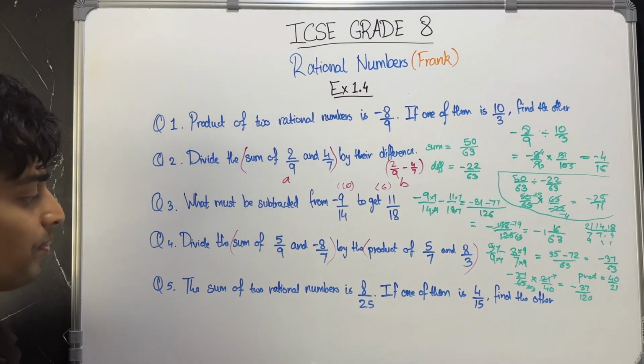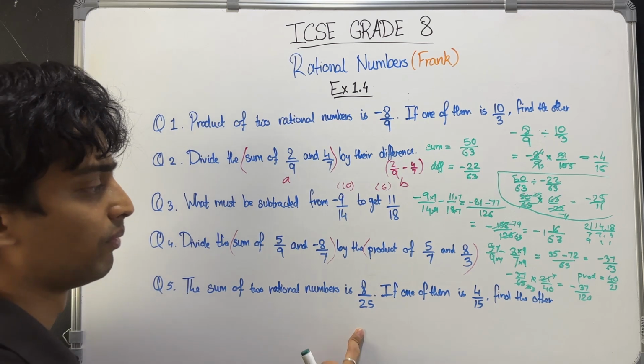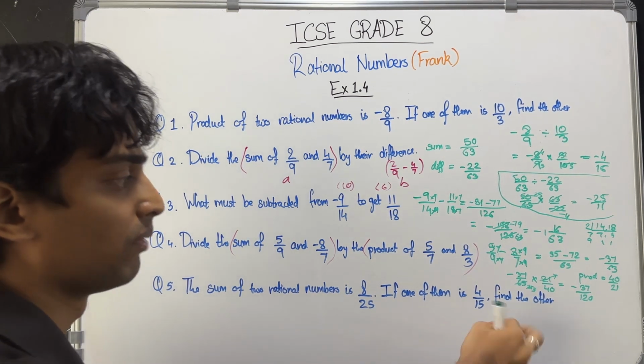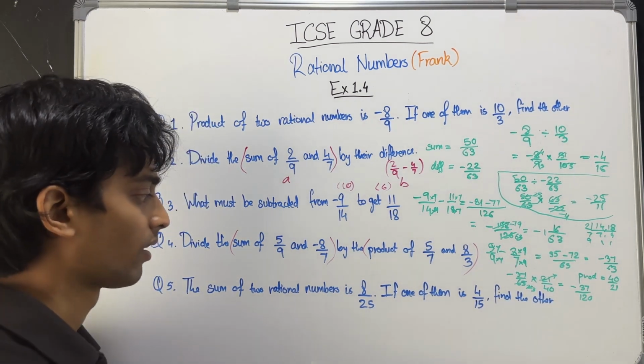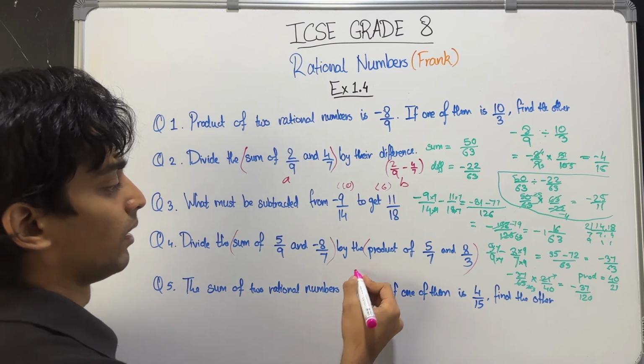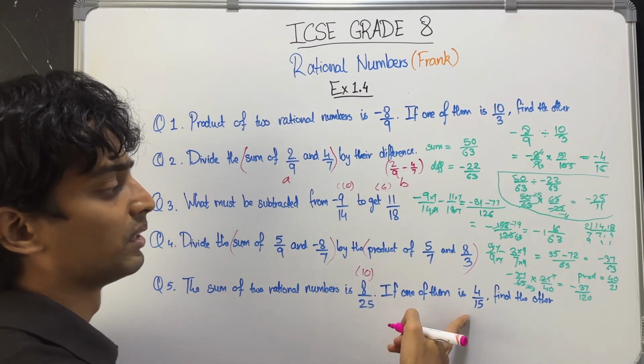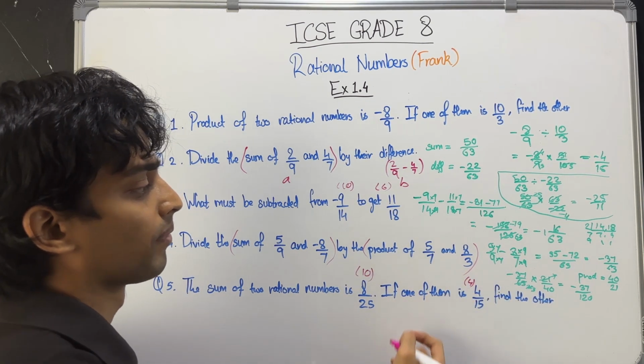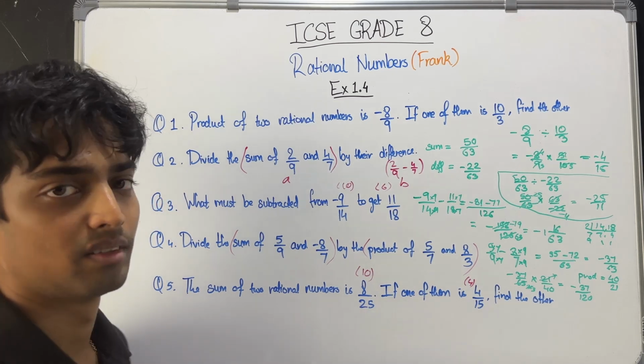Now the last one, the sum of two rational numbers is 8 by 25. If one of them is 4 by 15, find the other. Same trick. The sum of two rational numbers, let's say 10. If one of them is, let's say 4, find the other. So we just have to subtract this.